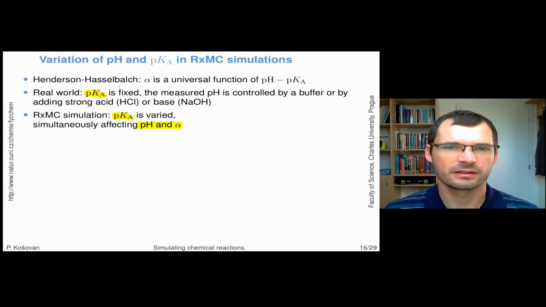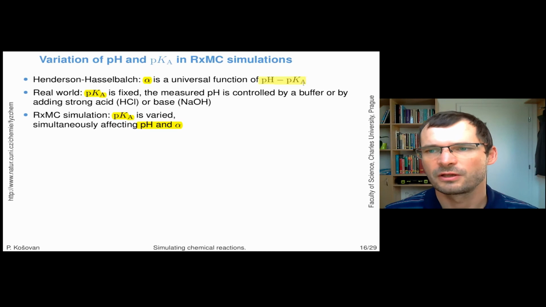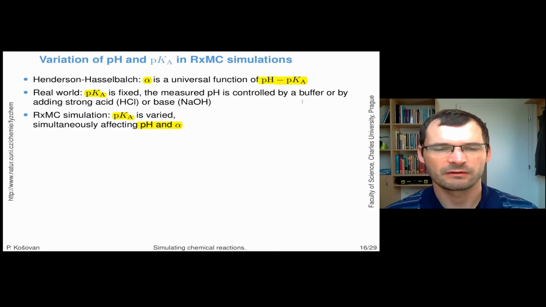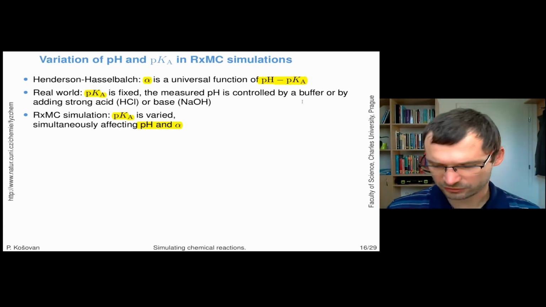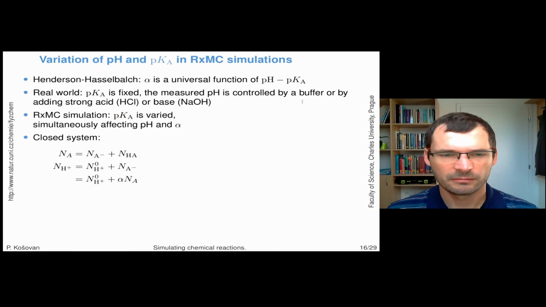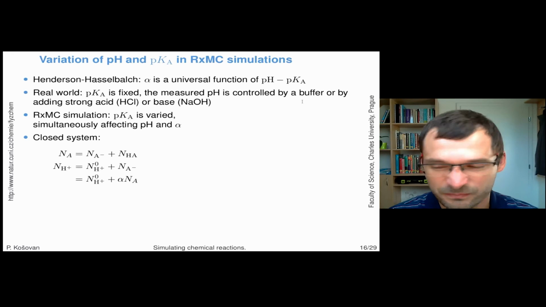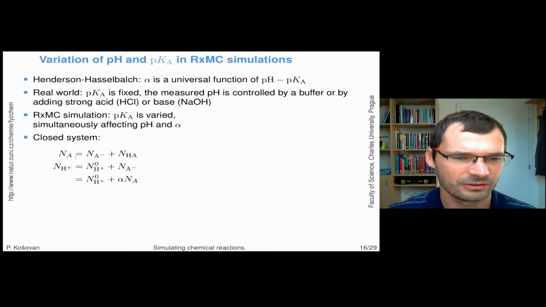Based on the Henderson-Hasselbalch equation, it actually doesn't matter, because Henderson-Hasselbalch says that the ionization degree is a universal function of pH minus pK. So it doesn't matter whether I'm varying pK in the simulation or pH in the experiment, the results should be the same. However, because of this closed system, there is an intriguing pitfall that makes some things non-intuitive.